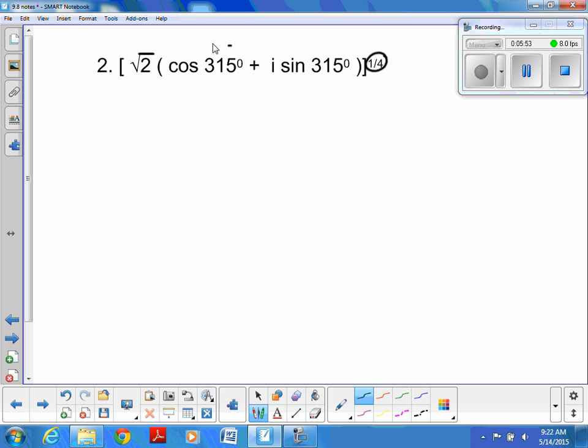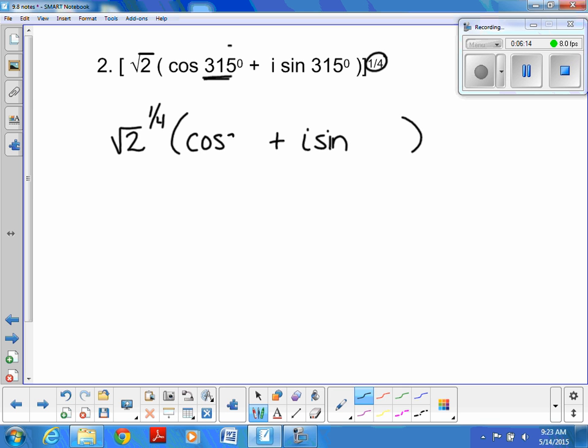So all I'm going to do is take the square root of 2 and raise it to the what power? 1/4, and I don't know what that is. It's going to be weird. Cosine of something plus i sine of something. And how do you get that angle in there? What do you do with the 315 and the 1/4? Multiply them together. Ooh, it's ugly.